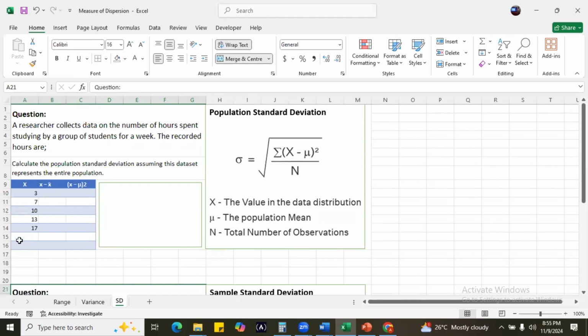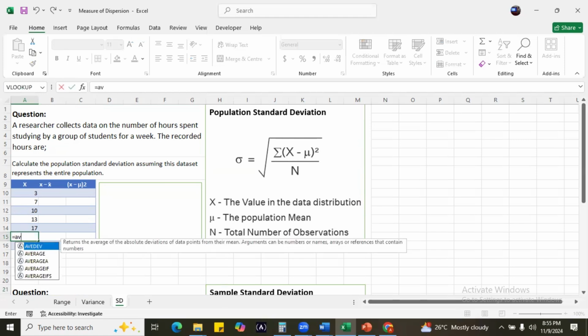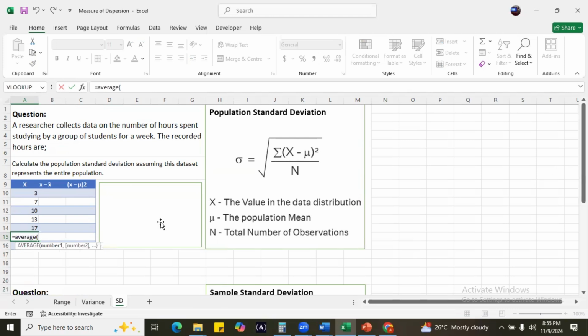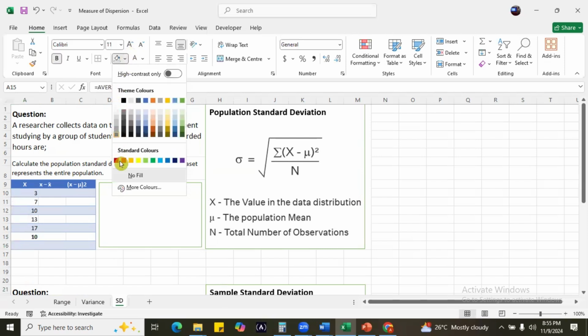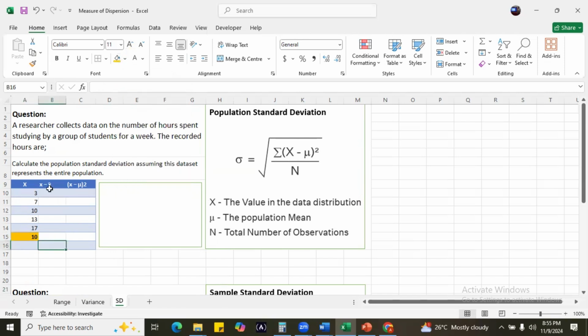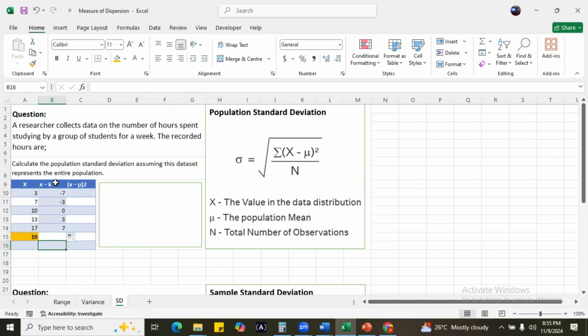To do this, we definitely have to calculate our mean. To calculate our mean here in Excel, we do equals average, then take this as a range. So we have our average as 10. We need to subtract these individual values in our distribution from our mean, so we say equals this value minus our mean. We lock our mean so that we can easily autofill. We drag to autofill, then we have the values.